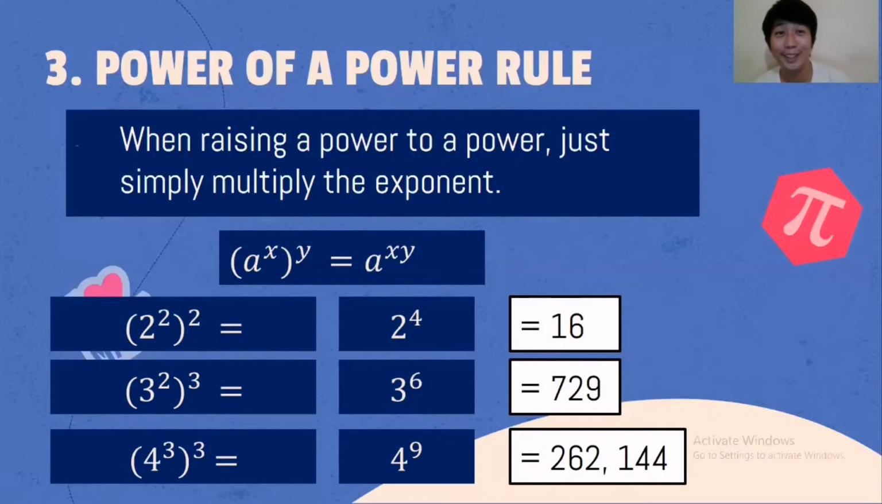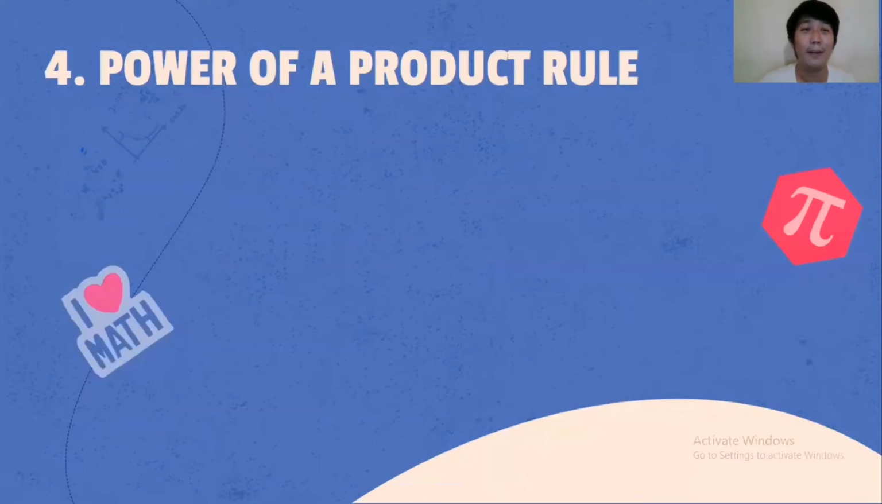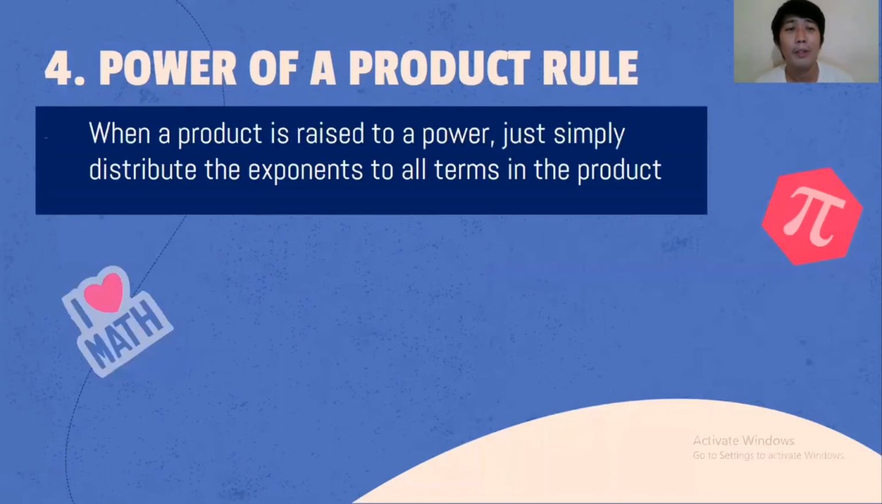I hope you understood. Number 4, power of a product rule. The power of a product rule: when a product is raised to a power, just simply distribute the exponent to all terms in the product.